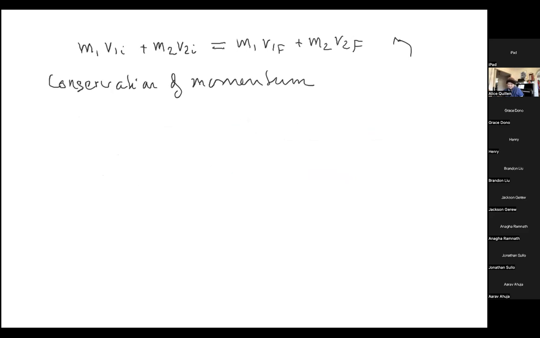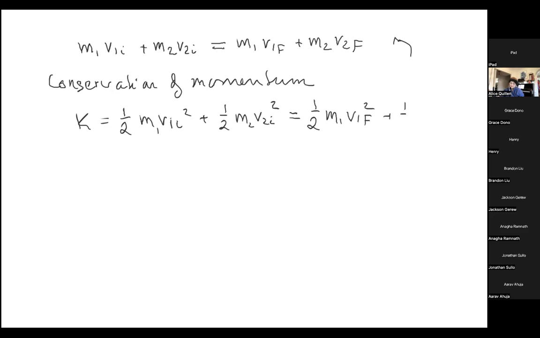So if the collision is elastic, that means the total kinetic energy is the same before and after the collision. So the kinetic energy beforehand is this: 1/2 m1 v1I squared plus 1/2 m2 v2I squared. And this has to equal the final kinetic energy, 1/2 m1 v1f squared plus 1/2 m2 v2f squared. So this is if elastic.